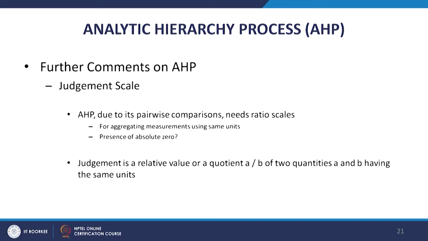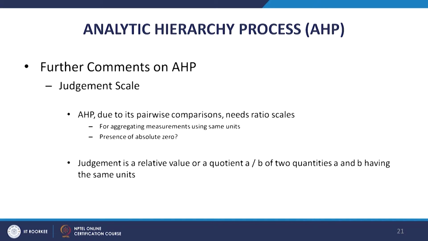Now a few more points on the judgment scale. The scale that we typically use in AHP, I have already talked about in a previous lecture: more often than not we use the most popular one, the fundamental 1 to 9 scale. Now in AHP, as we have talked about, we do pairwise comparisons, so we seek pairwise comparisons from decision makers. These pairwise comparisons actually need ratio scales.